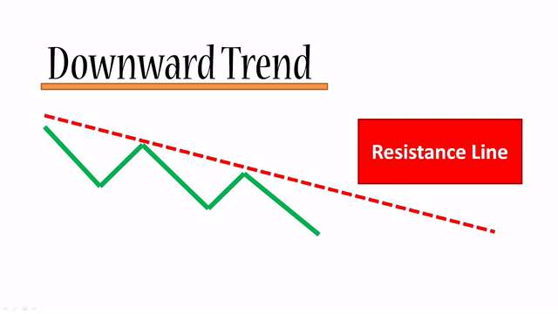Once again, here you can expect that the price will go towards the line, and there's a high chance that the price will bounce off the line again and continue its movement downwards. So this is called a downward trend, and the line is called a resistance line.